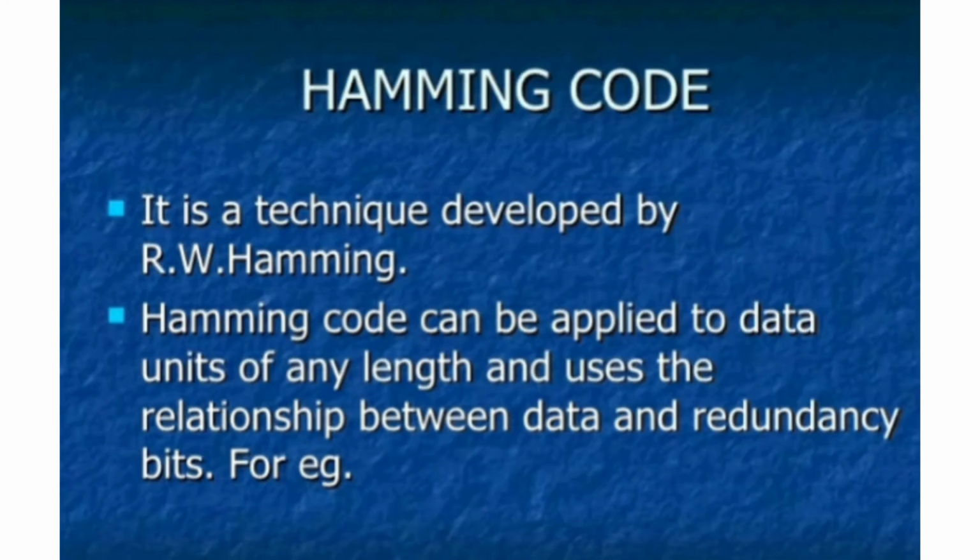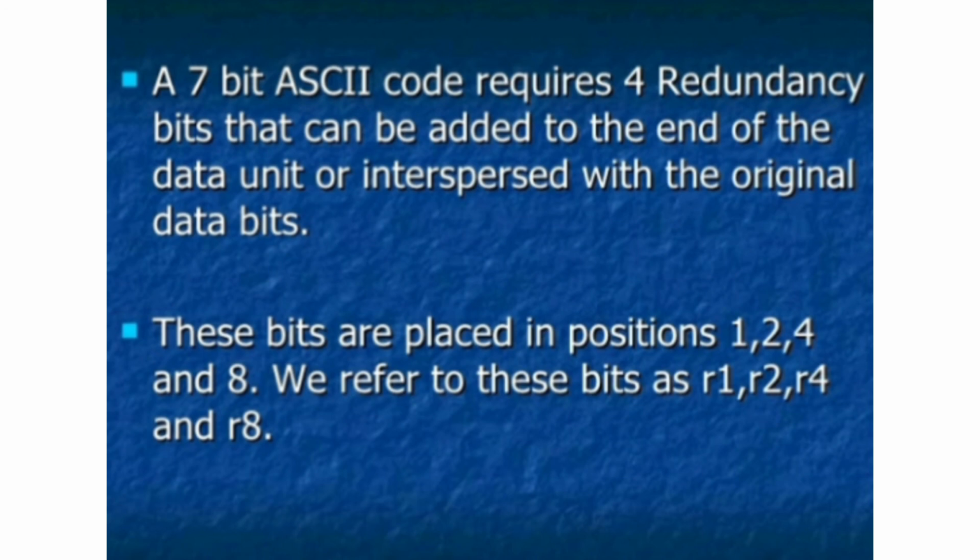Hamming code is a technique developed by R.W. Hamming. Hamming code can be applied to data units of any length and uses the relationship between data and redundancy bits. For example, a 7-bit ASCII code requires 4 redundancy bits that can be added to the end of the data unit or interspersed with the original data bits. These bits are placed in positions 1, 2, 4 and 8. We refer to these bits as R1, R2, R4 and R8.